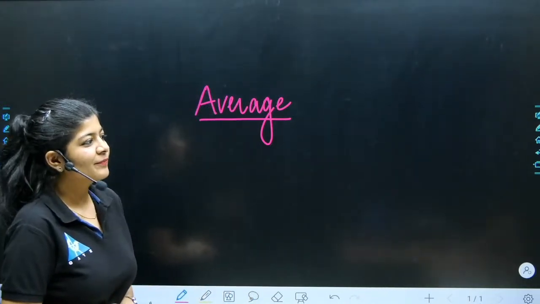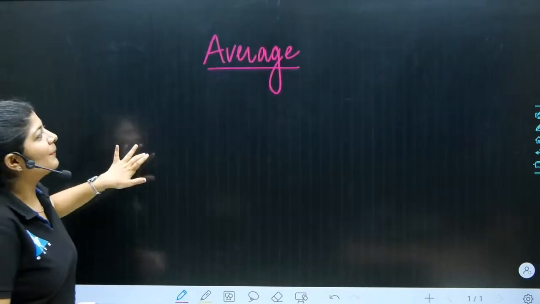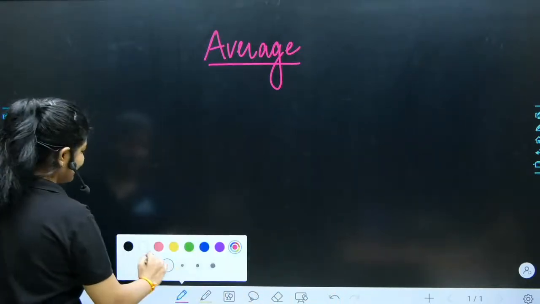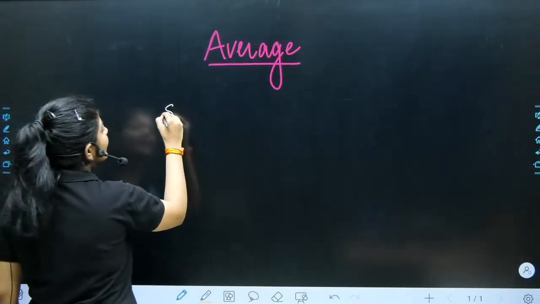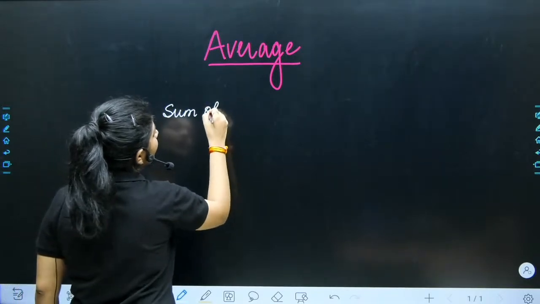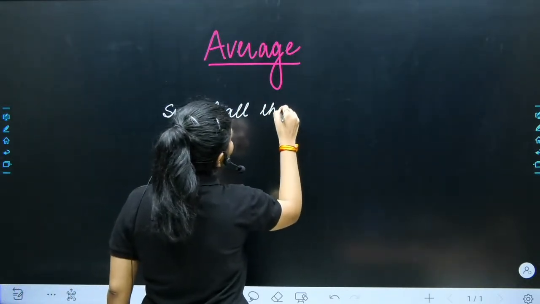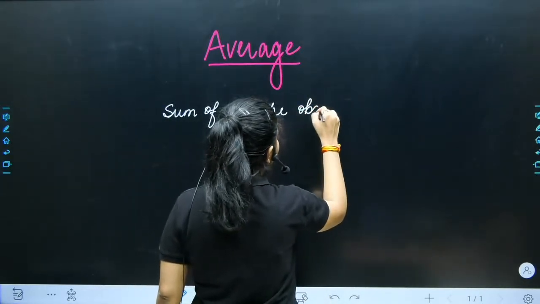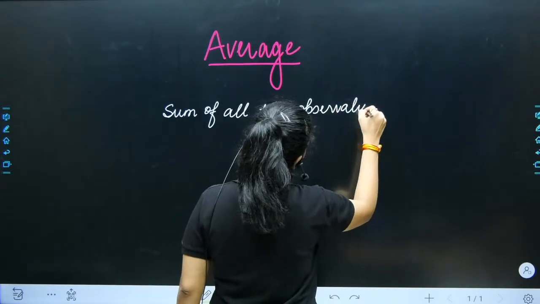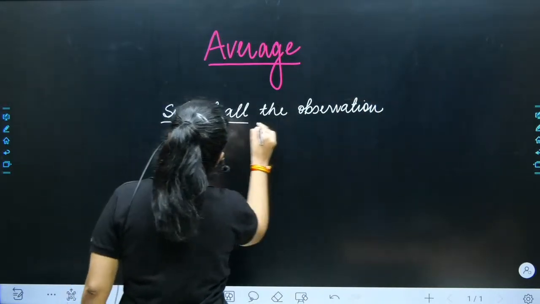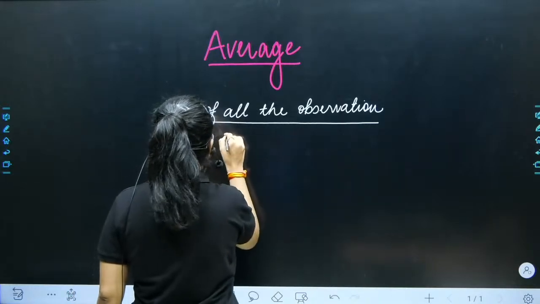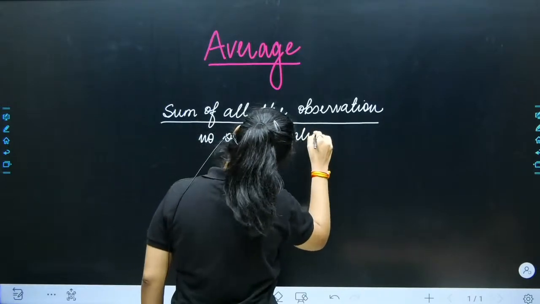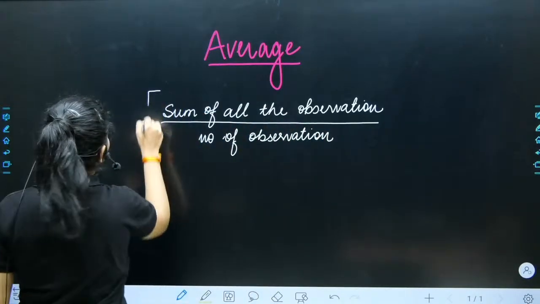Okay, let's start today's topic, that is average. We all know what average actually is. Average is nothing but the sum of all the observations divided by the number of observations. We all know this formula.